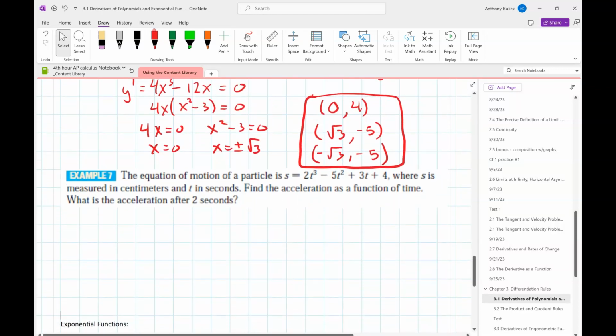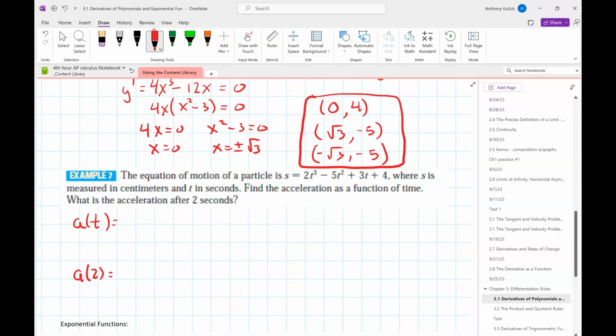All right. The equation of motion of a particle is S equals 2t cubed minus 5t squared plus 3t plus 4, where S is measured in centimeters and t in seconds. Find the acceleration as a function of time. And then what is the acceleration after 2 seconds? So I want a of t, and then I want a of 2. How do I do this?